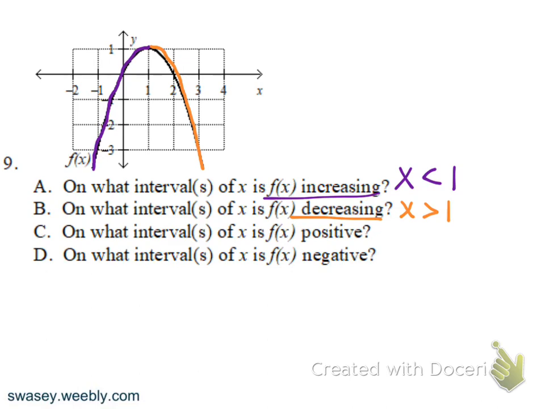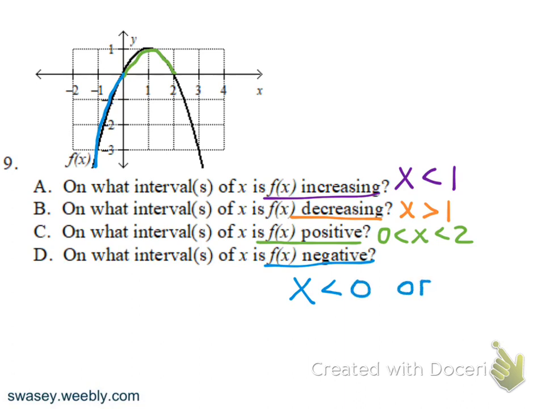F of x positive means above the x-axis. So we're going from, starting at 0, up to 2. And f of x negative means below the x-axis, so that's everything to the left of 0, or second part is everything to the right of 2.